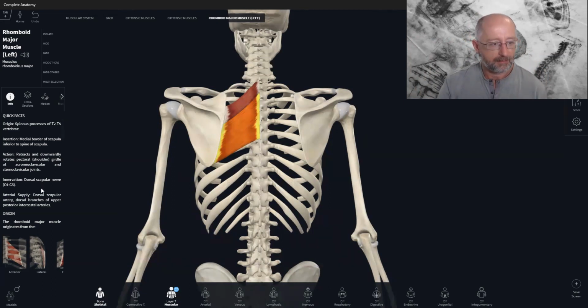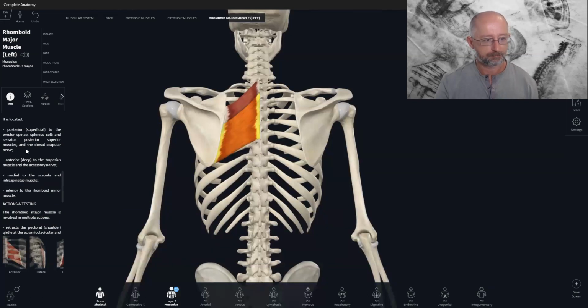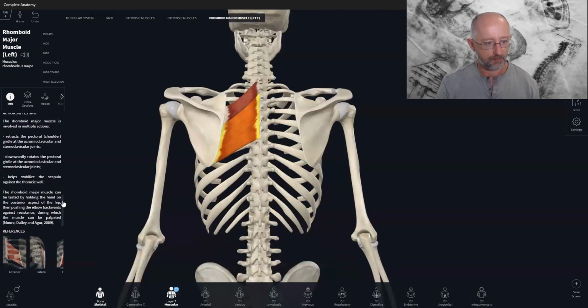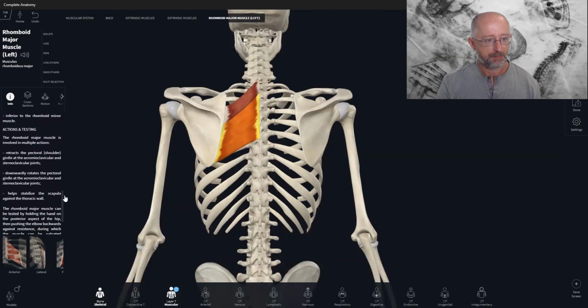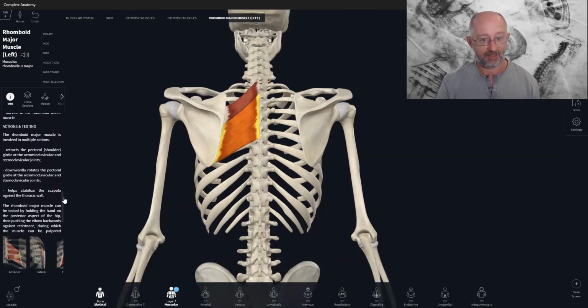Then if we keep looking down at our actions, medial to the, wait, here we go, actions. Sometimes the app is a little clunky to use, I'm not going to lie. But each year it does get better. So I should say when I first started using it, it was really clunky.